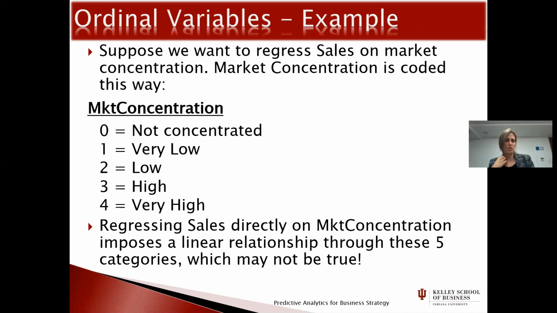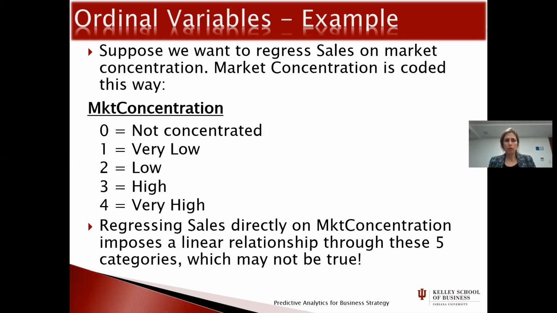So let me just give you an example of an ordinal variable, right? Let's say you have in your data set a variable that is called market concentration. And that variable is coded 0, 1, 2, 3, 4. So people that have not taken econometrics may just use that variable the way it is. They are going to regress sales on market concentration. While it is technically okay for you to do that, you need to understand the assumption behind putting the variable in raw.